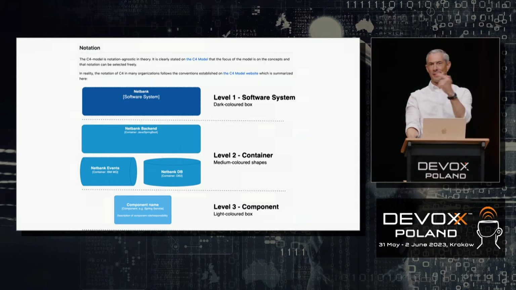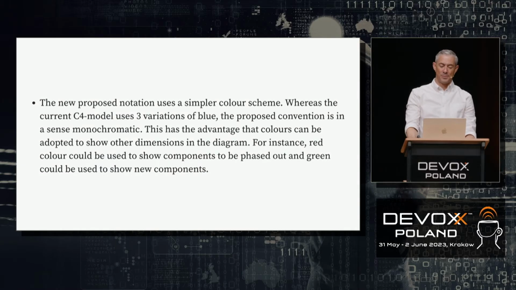What I found quite funny about this particular blog post is they propose a better or a different notation. And it says here, the new proposed notation uses a simpler color scheme. So basically, they were just going for one shade of blue, not multiple shades of blue. And I'm like, maybe. And then they say, and you can use red and green for future changes. Yay. You could do that anyway, because C4 is notation independent.